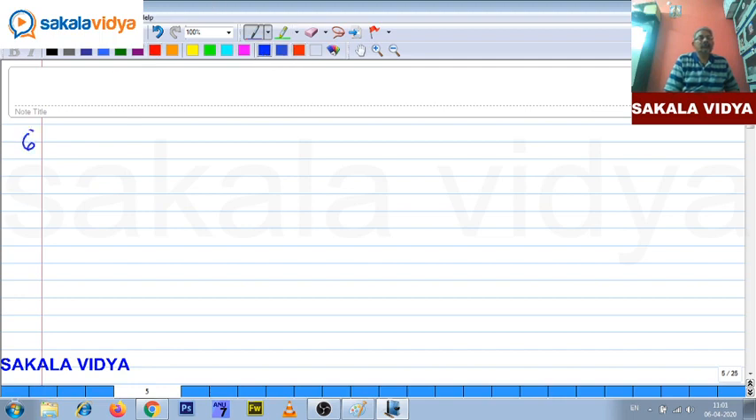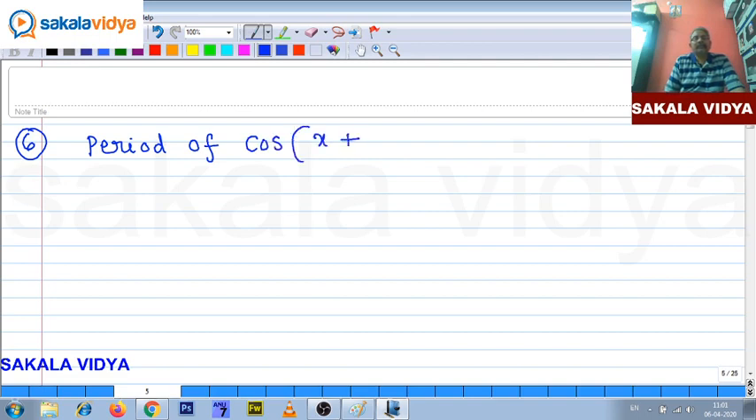Now the question. Period of cos of x plus x by 3 plus x by 3 square, sorry, x by 3 square, not x by 3 whole square, plus so on up to infinity. The period of this function needs to be calculated.